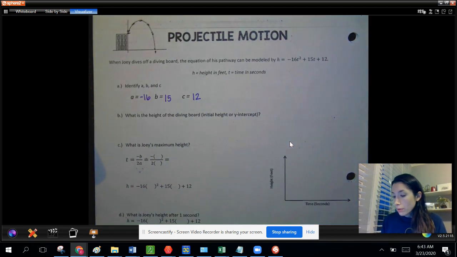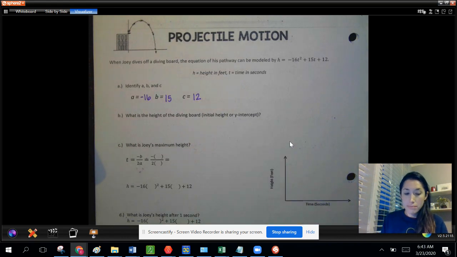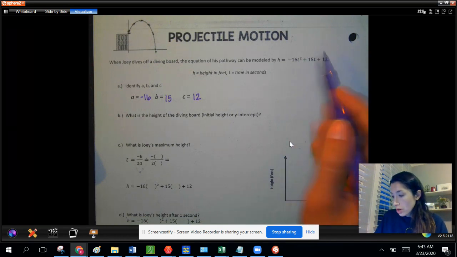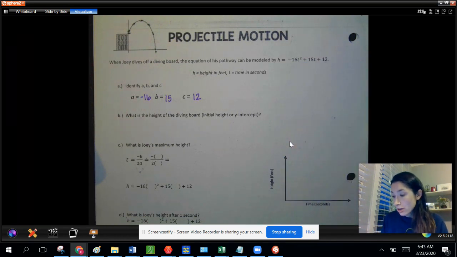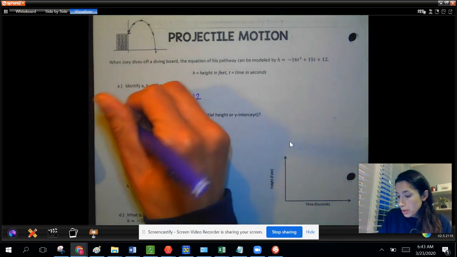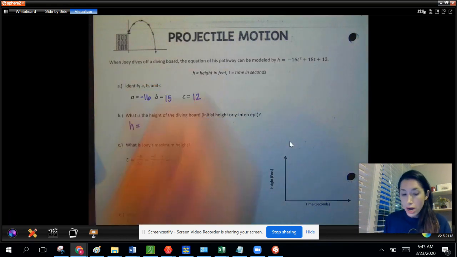And what we are looking for is the height of the actual diving board. That would be the initial height, or our y-intercept. If we're looking for a y-intercept, that means x is going to be 0, or in this case t is 0. So we can plug in and solve for our height.